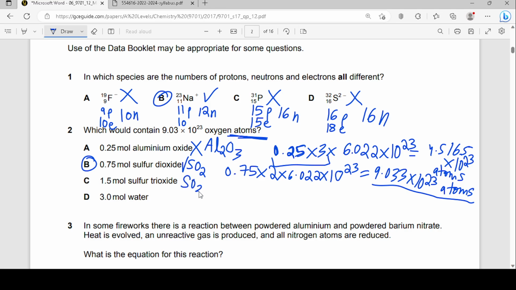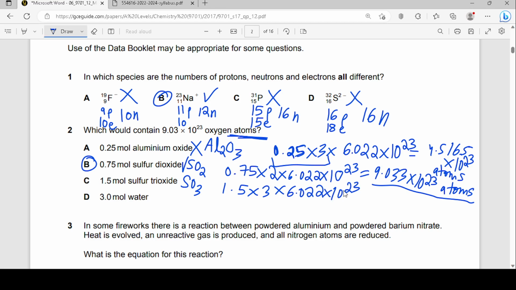So we have sulfur trioxide, which is SO3. Now here we have 1.5 moles of sulfur trioxide, so the number of moles of oxygen atoms will be 1.5 into 3, right? And the number of oxygen atoms would be the number of moles of oxygen atoms times Avogadro's constant again.